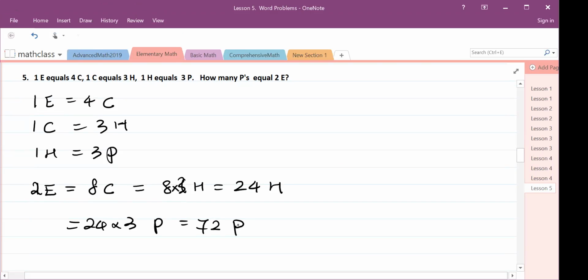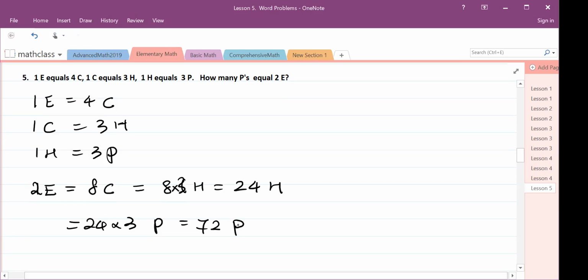Now, sometimes we make a problem a little bit complicated, but this is how we do that. We have three relationships that are pretty simple, so we can use them to quickly figure out 2E equals 72P. Okay, got it?